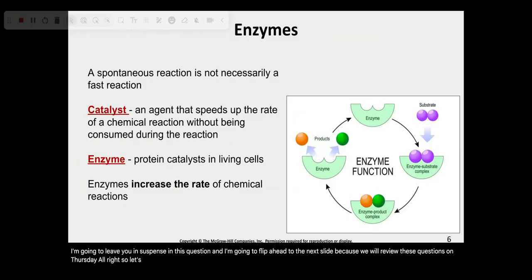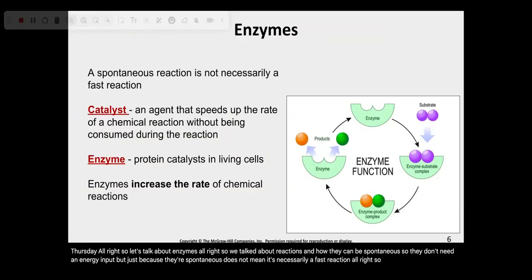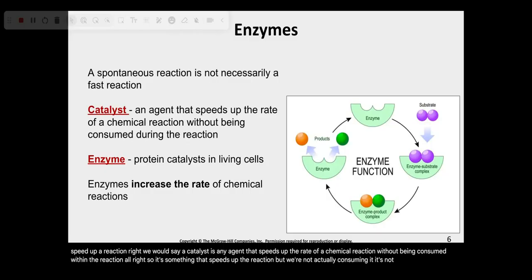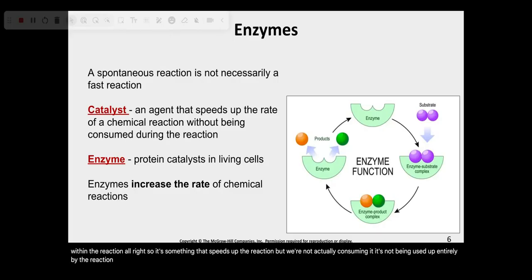All right, so let's talk about enzymes. We talked about reactions and how they can be spontaneous, so they don't need an energy input. But just because they're spontaneous does not mean it's necessarily a fast reaction. There are ways that we can speed up a reaction. We would say a catalyst is any agent that speeds up the rate of a chemical reaction without being consumed within the reaction. So it's something that speeds up the reaction, but we're not actually consuming it. It's not being used up entirely by the reaction.